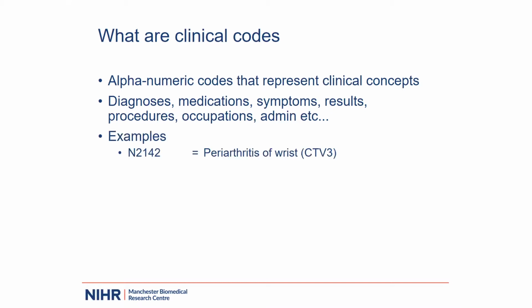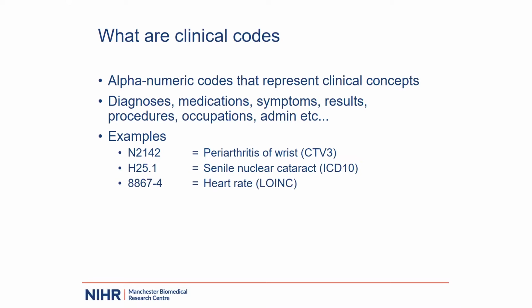Some examples: the code N2142 is equivalent to the concept periarthritis of the wrist, and that is if you're using the coding system called CTV3. I'll come on to different coding systems shortly. H25.1 would mean senile nuclear cataract, and that's using ICD-10. ICD-10 is a terminology usually used in secondary care, or particularly in this country anyway. 8867-4 is equivalent to the heart rate, so that would be a measurement. 119, etc., is a SNOMED code, meaning a COVID-19 mRNA vaccination.